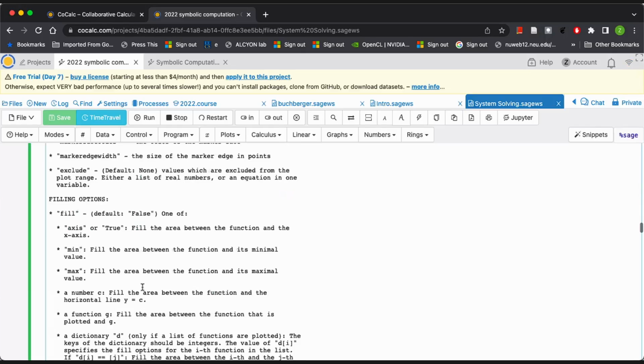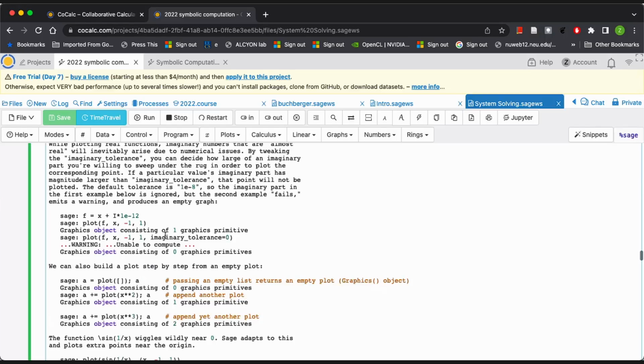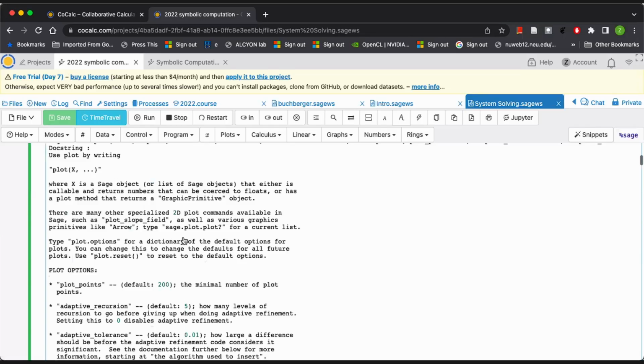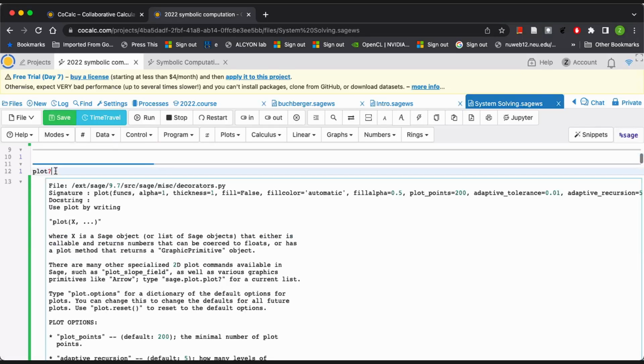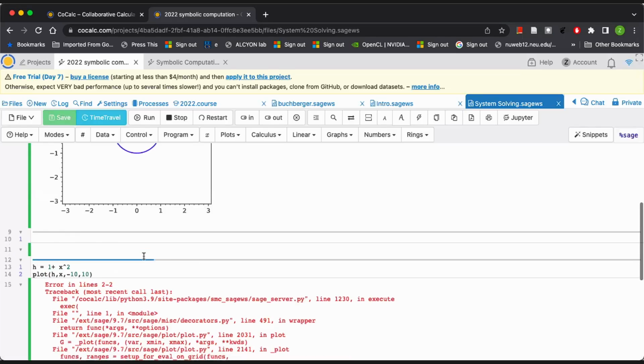let's find an example. Must have an example. Yes. So here you give a function and a variable and the range. So let's say h is 1 plus x squared. Then if I say plot h with respect to x from -10 to 10, nothing happens. Why?